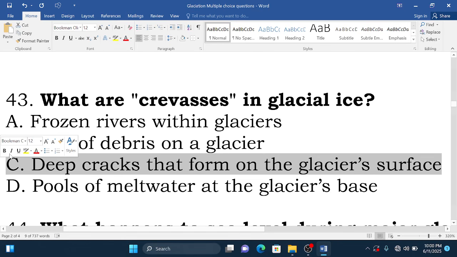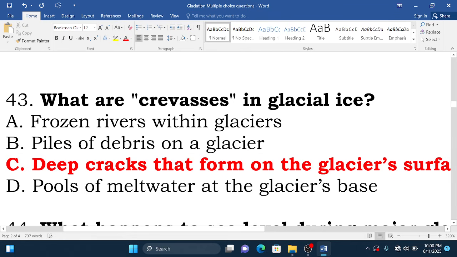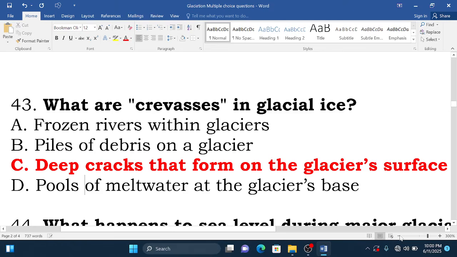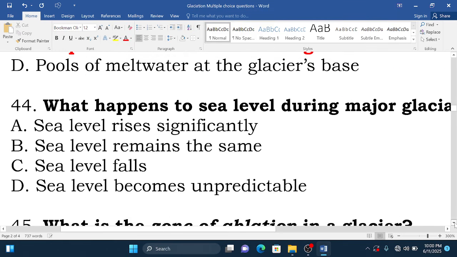This is the correct answer, C. Crevasses are deep cracks that form on a glacier's surface. I think this is correct and the meaning of the answer is easy to understand. We go to question number 44.